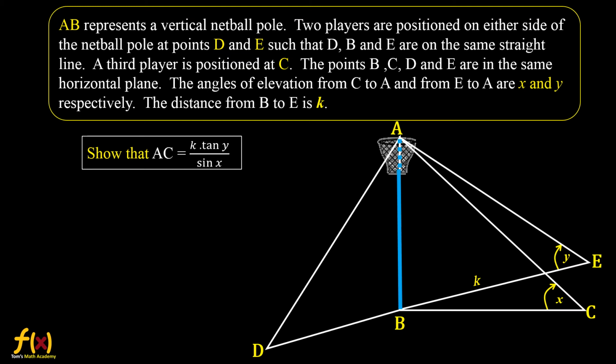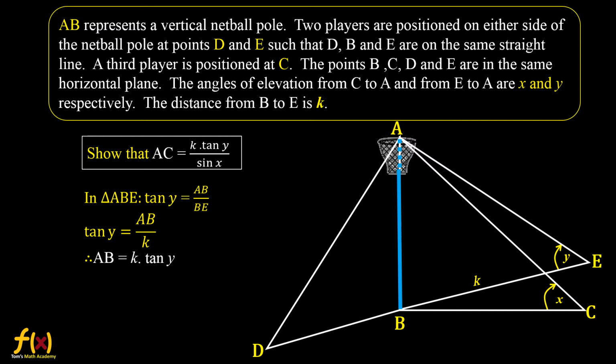So, angle Y and angle X, tan Y and sin X are involved. So, we go to the triangle straight away. We can immediately look at, in triangle ABE, we write tan Y equal to AB over BE. Okay, BE is available. Tan Y is AB over K, and then we can solve for AB. AB is K times tan Y.